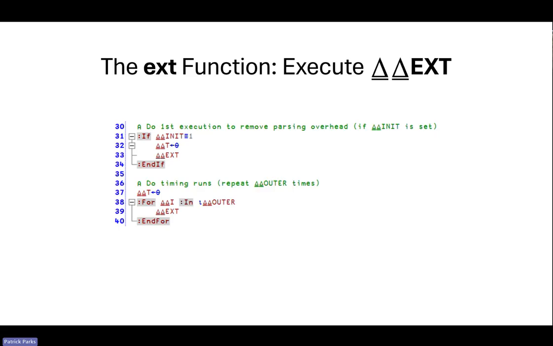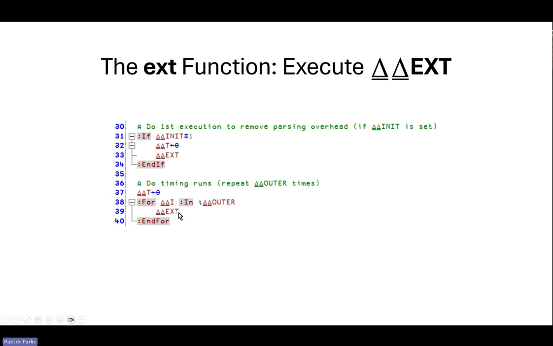If the third argument on the left is a 0, we don't do that, and then we will include that in our timing overhead. But by default, we do that once to remove the timing overhead. Then we do the actual timing run, and we repeat this delta delta outer times. By default, that's equal to 10. So we do 10 iterations of calling ext.